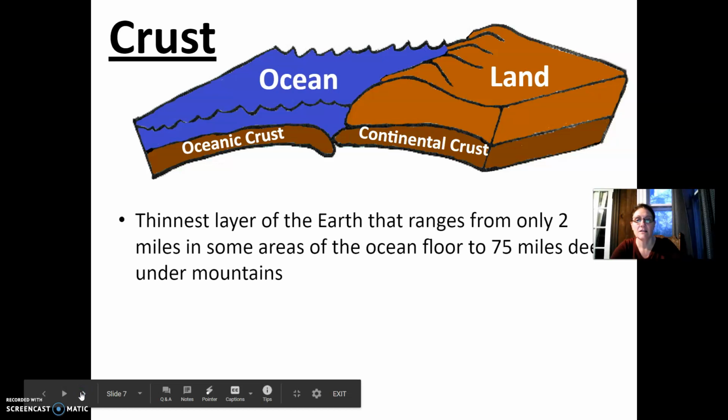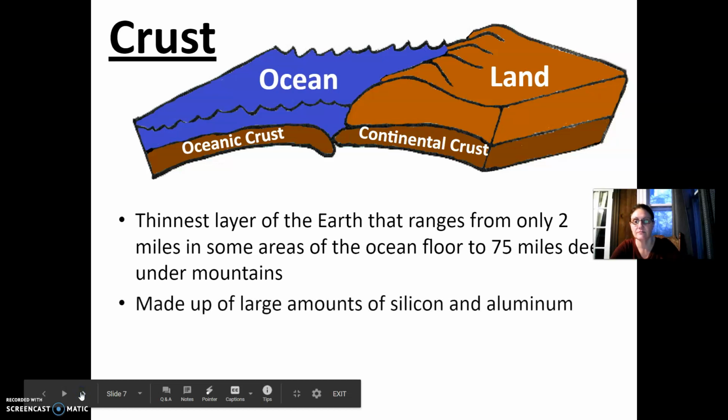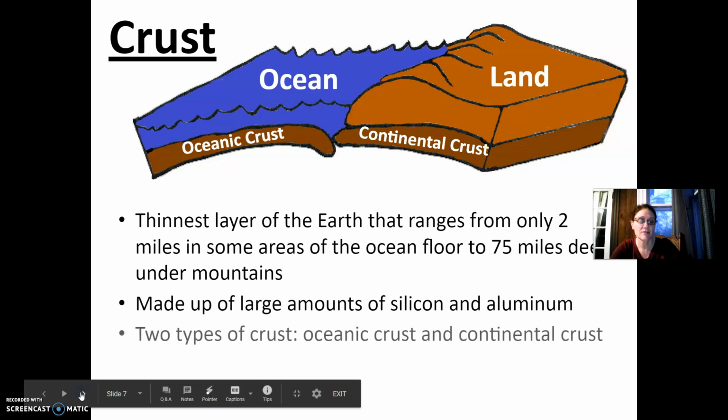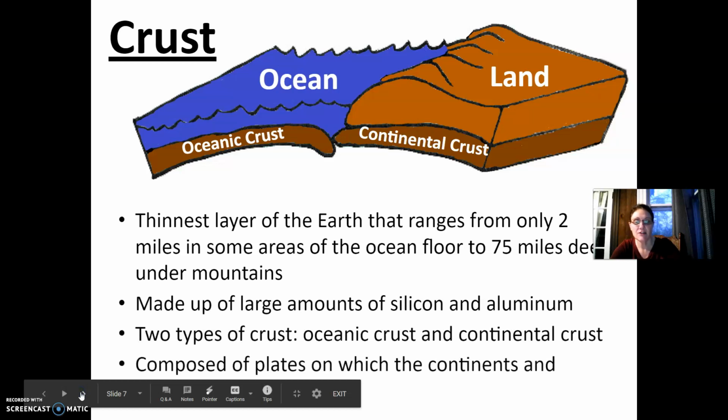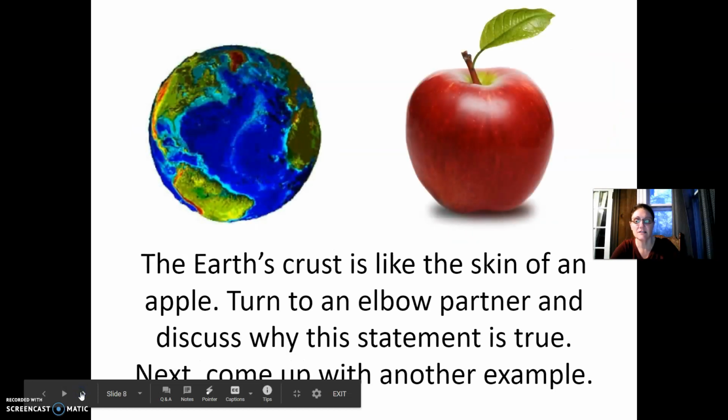The oceanic crust is the thinnest layer of the Earth that ranges from only 2 miles in some areas of the ocean floor to 75 miles deep under the mountains. It's made up of large amounts of silicon and aluminum. Two types of crust, the oceanic crust and the continental crust. It's composed of plates on which the continents move. And that's what we're going to move to next, are those plates. We're going to be talking about plate tectonics starting tomorrow.